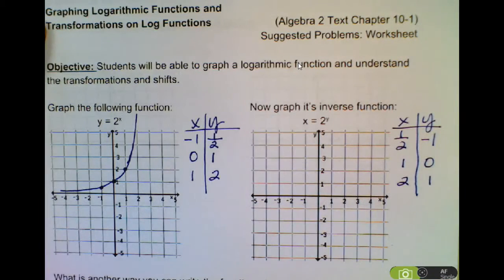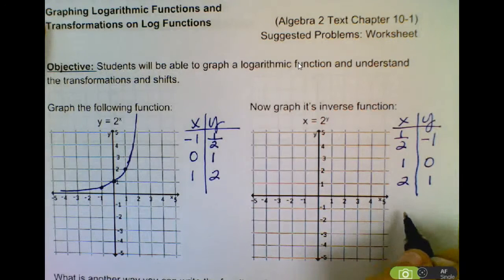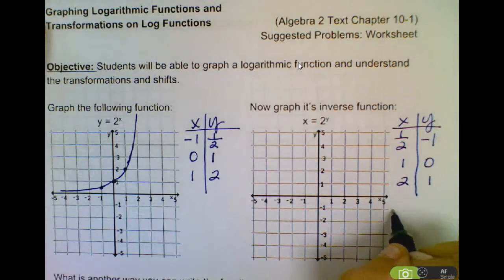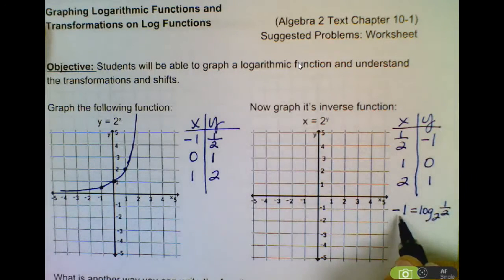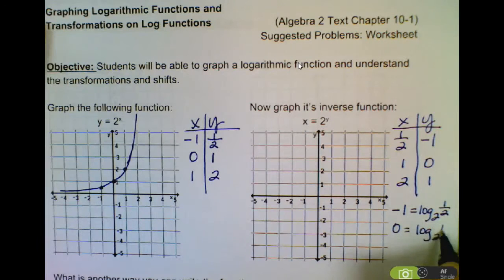If that's confusing you, think about what that means. That means -1 equals log 2 of 1/2, which is correct. That means 2 to the negative first power gives us 1/2. 0 equals log 2 of 1. Anything to the 0 power gives us 1.